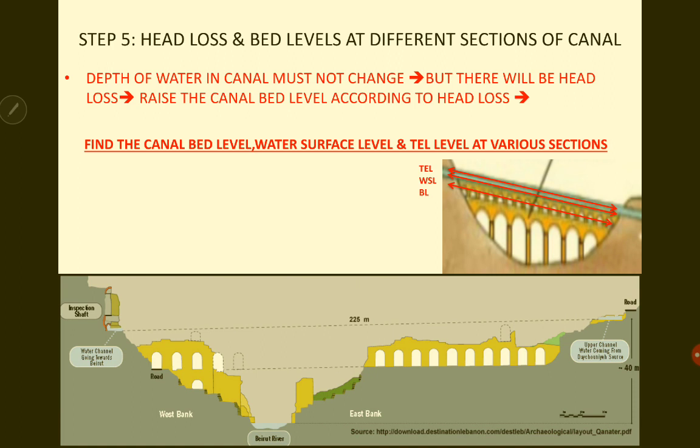The next step is to find the head loss and bed level at different sections of the canal. So at different sections of the canal, the canal bed may be raised because the depth of the water cannot be changed. So for the water to flow, there must be some head difference. So the depth of the water may not be changed. To make sure these two conditions are satisfied, we may have to raise the canal bed level according to the head loss. Okay. So based on that, we will be fixing three lines.